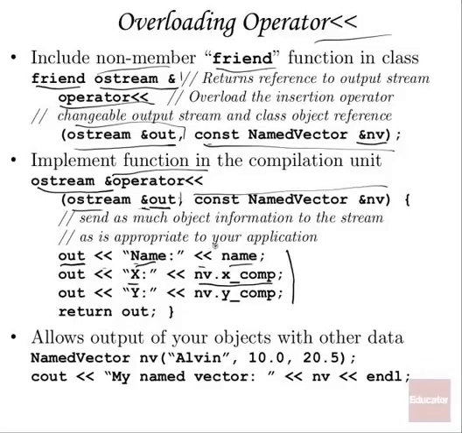More debugging. Because this is the nv, it stands for named vector, the name of the variable that's being passed in. So we have nv.name, nv x component, nv y component being sent to the output stream. That will change the output stream, and then we return that as the output of this function. That way, we can do this.